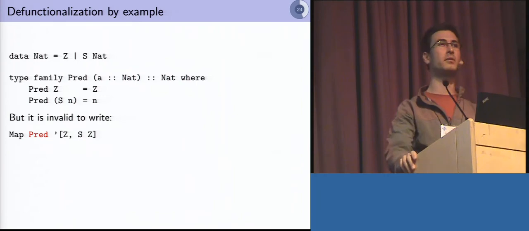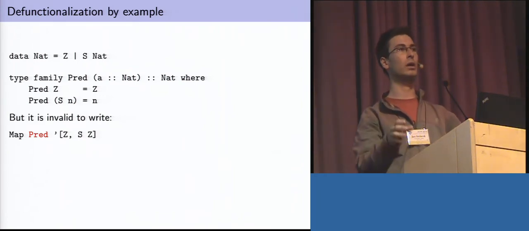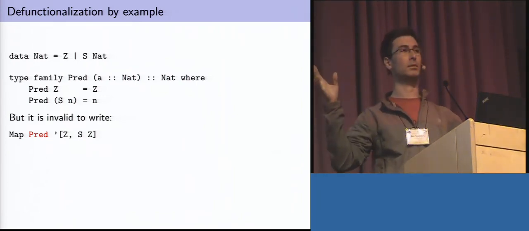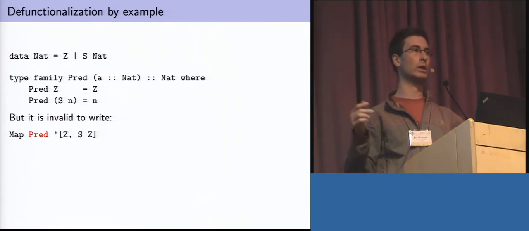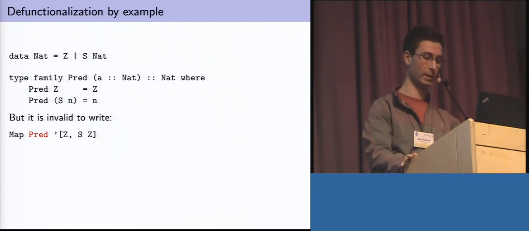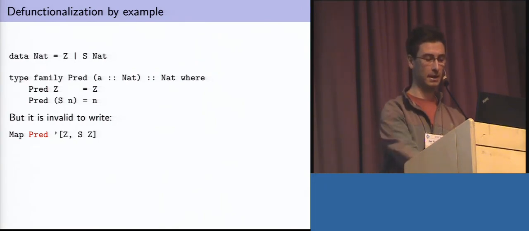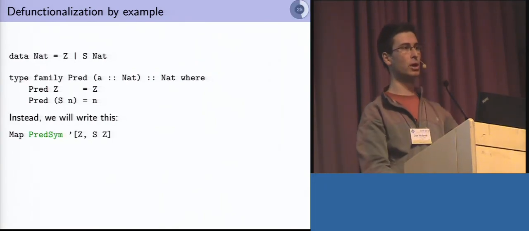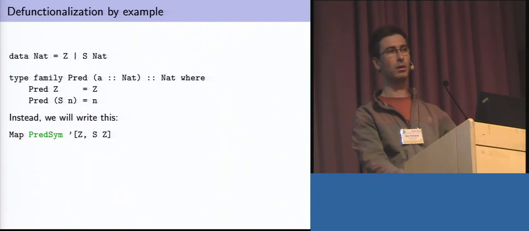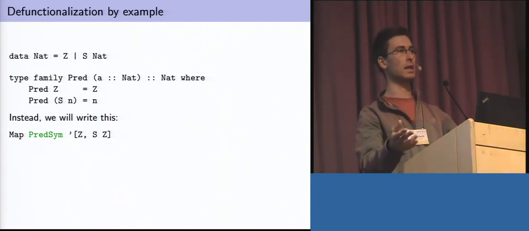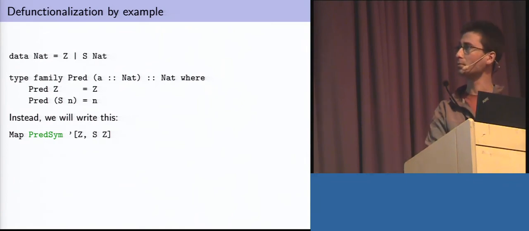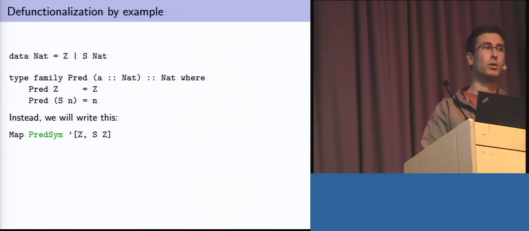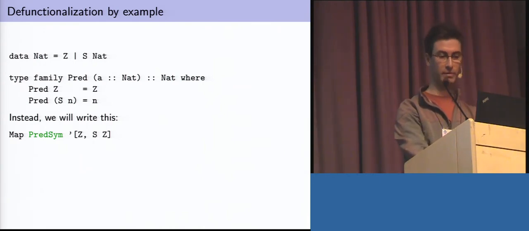The problem is that it is invalid to write something like this. We are not allowed to write pred as an argument to a hypothetical map function, because pred is an unsaturated type family and we are not allowed to do that. So what we will write instead is this. Pred Sym, Sym standing for symbol, will be a first-class type-level value that can be passed around at the type level. So what can it be? Well, types can be passed around at the type level in GHC, that's allowed.